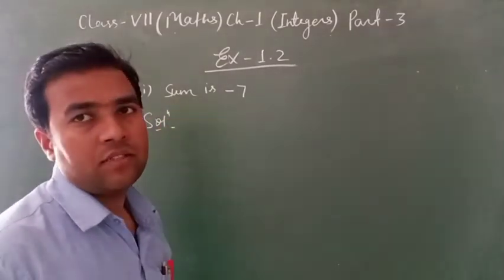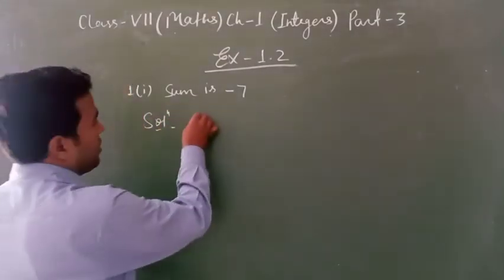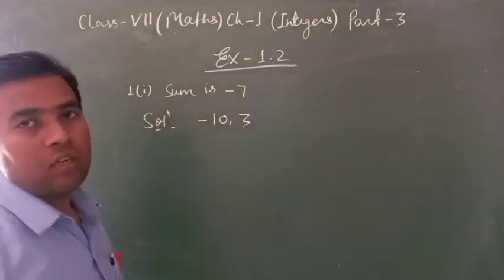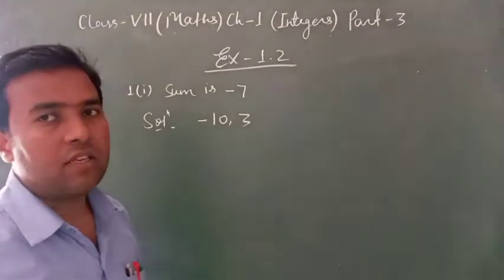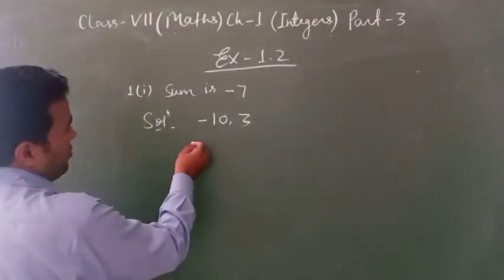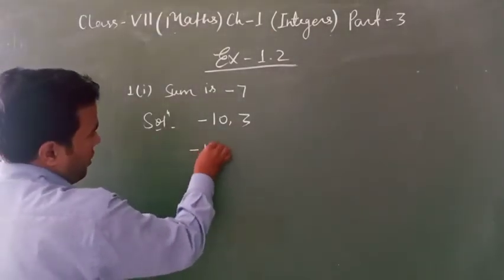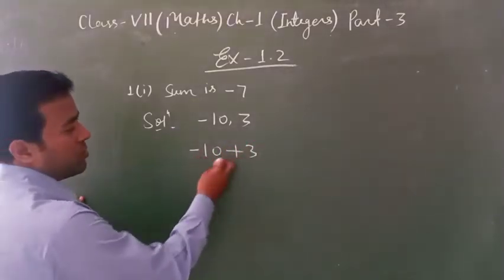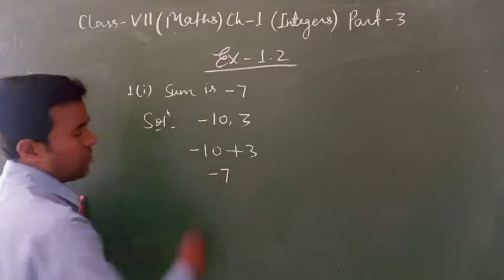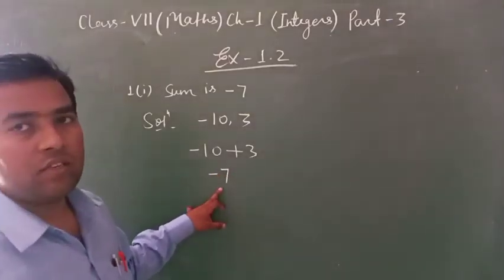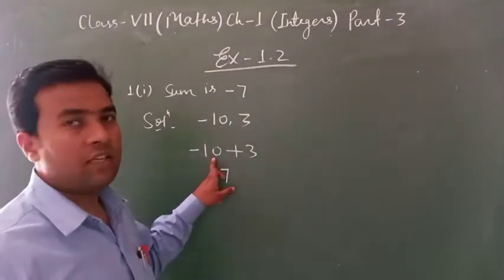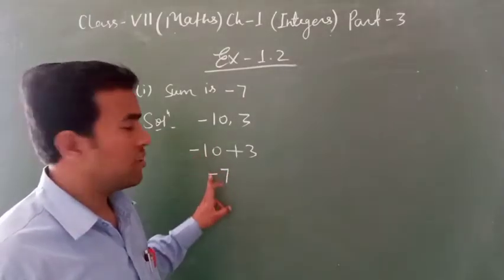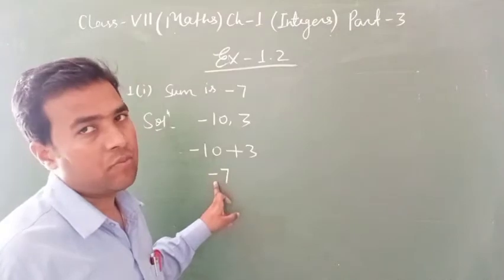Sum is -7. Clear? Suppose that we are taking -10 and 3. -10 and 3 we have taken. When we are doing -10 plus 3, minus plus minus, 10 minus 3 is 7. The answer is -7. Why -7? Because 10 is greater, and the sign in front of it is minus, that's why there is a minus sign. -7. Okay.